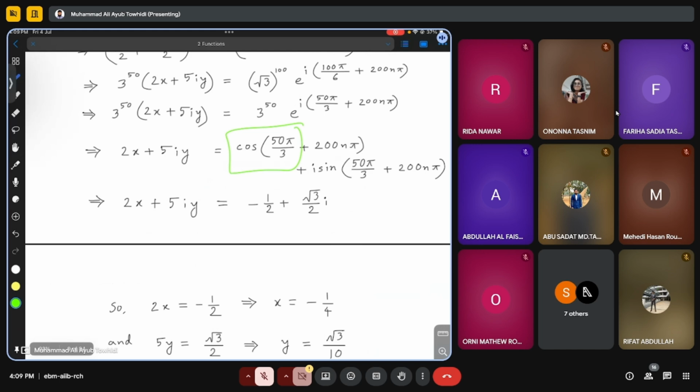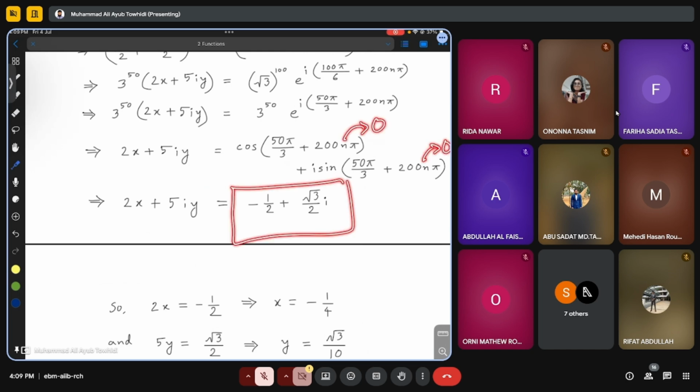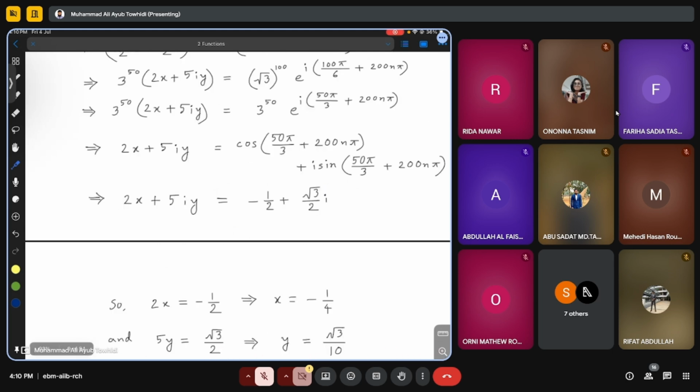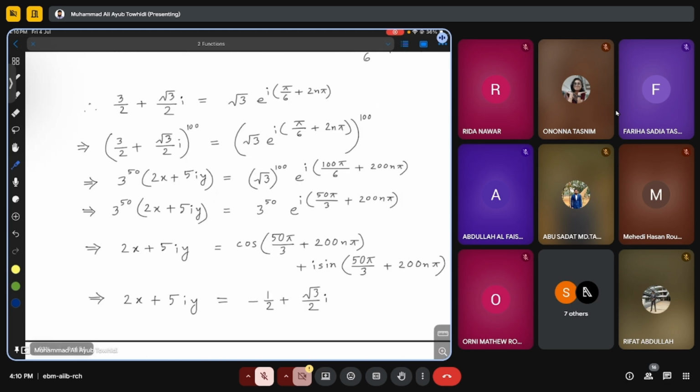So cos 50 pi by 3. If you take the value 0, you will get this one. Even if you take this 1, it will be the same. Even if you take this 2, this will be the same. If you take minus 5, this will be the same. Okay, any other question on this?